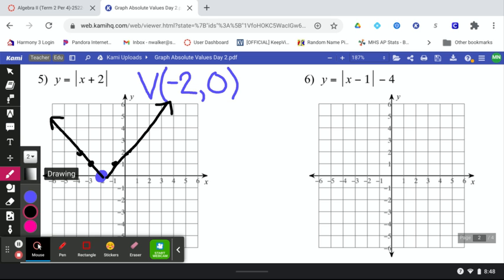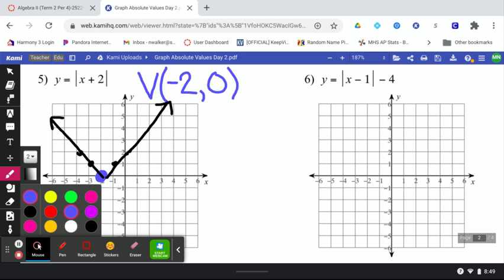All right, what's my vertex for number 6? 1, negative 4. All right, so how do I graph 1, negative 4? Go over to the right 1, and then you go down. There we go. To the right 1, down 4. And then we just go up 1 over 1 each way for a couple of points.